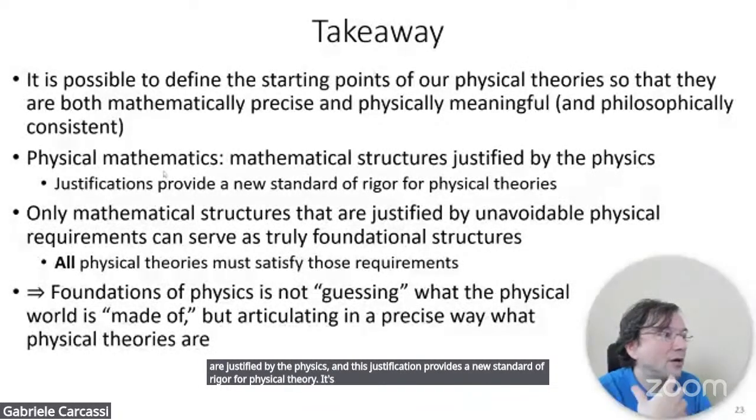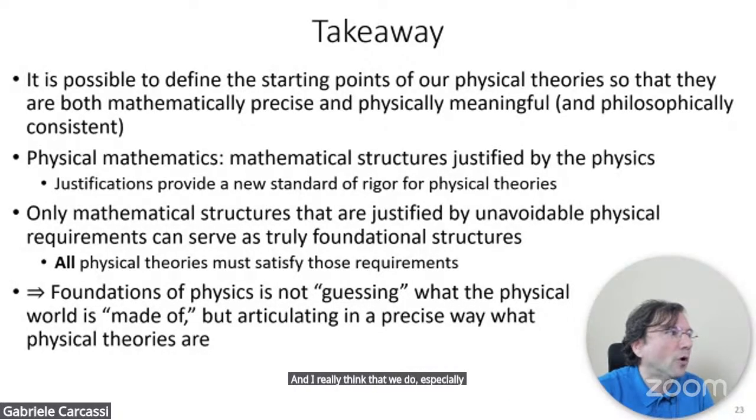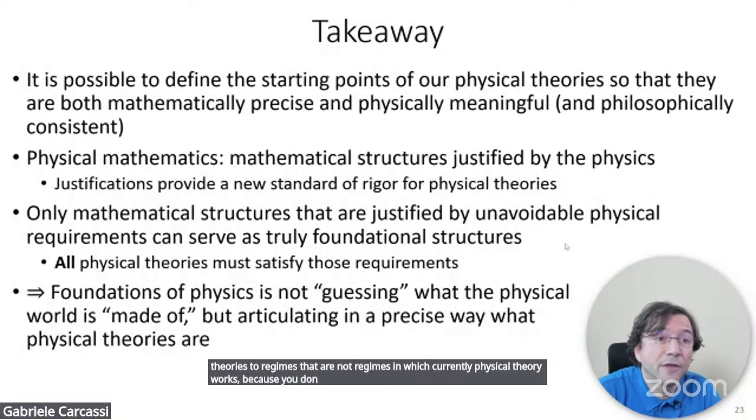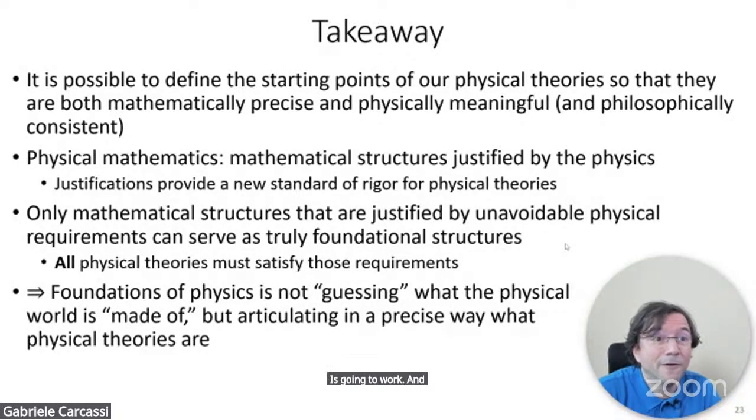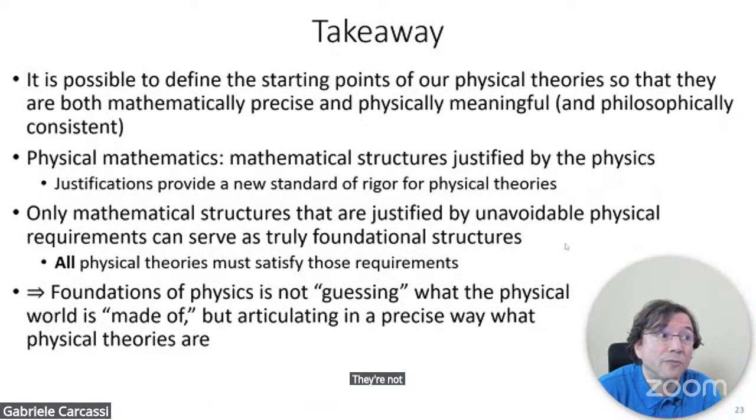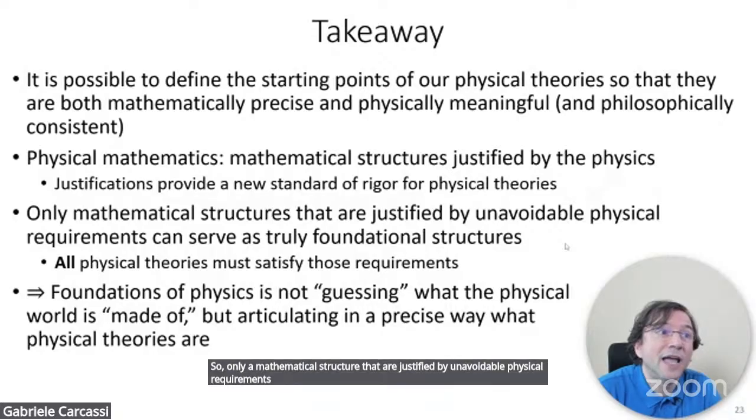It's something that we currently do not have. And I really think that we do, especially if we want to extend physical theories to regimes in which currently physical theory does not work, because you don't know whether the math is going to work. And as I said, mathematics has gone to a more abstract path, which is totally proper for mathematics, but then it's going to bring in some things that are not going to be useful, not going to be physical for us. So only mathematical structures that are justified by unavoidable physical requirements can serve as a truly foundational structure.